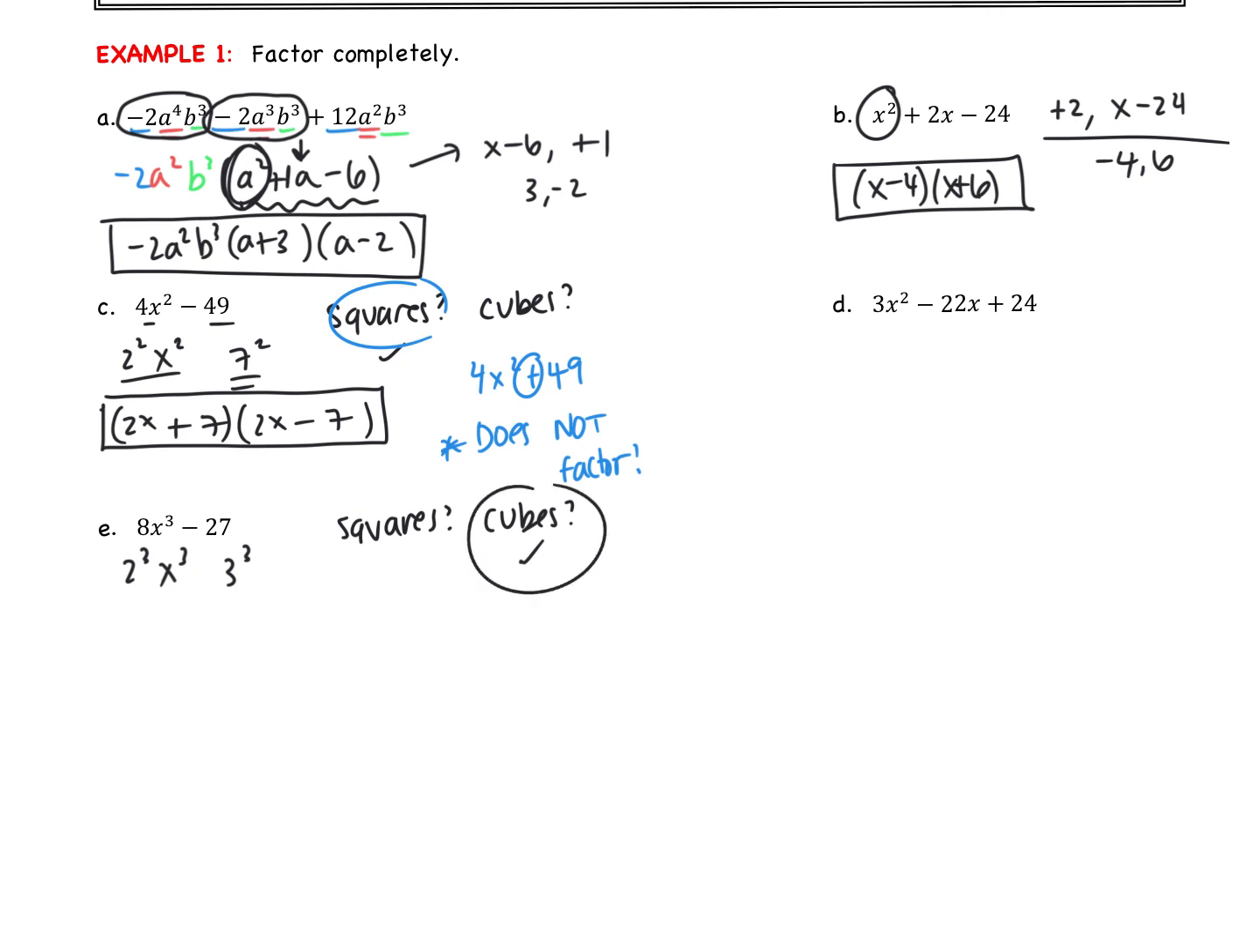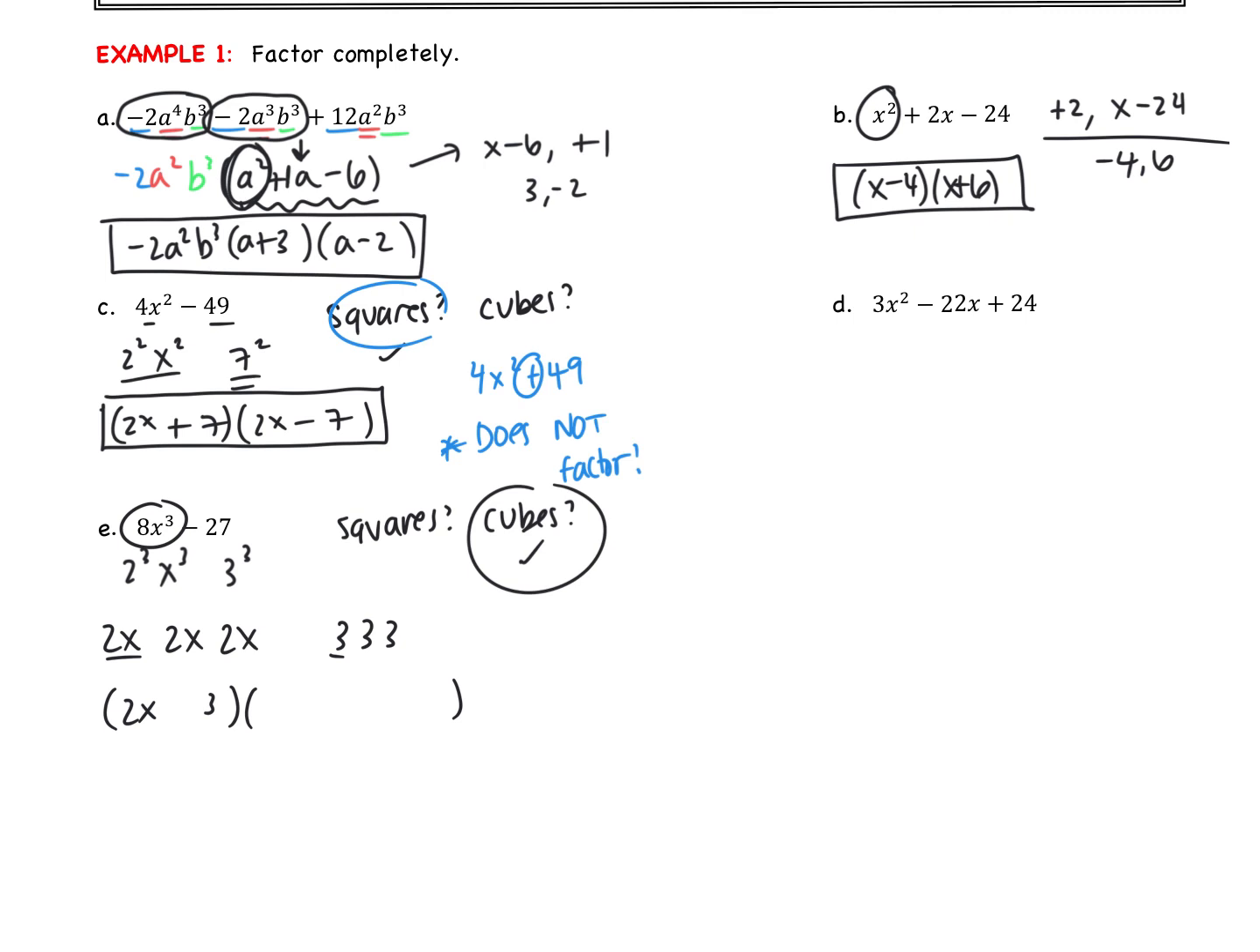Okay. 8x cubed is 2x times 2x times 2x. 27 is 3 times 3 times 3. Anytime you have a cube, you're going to have 2 sets of parentheses. First set of parentheses, you take one of each. So we have a 2x and we have a 3.